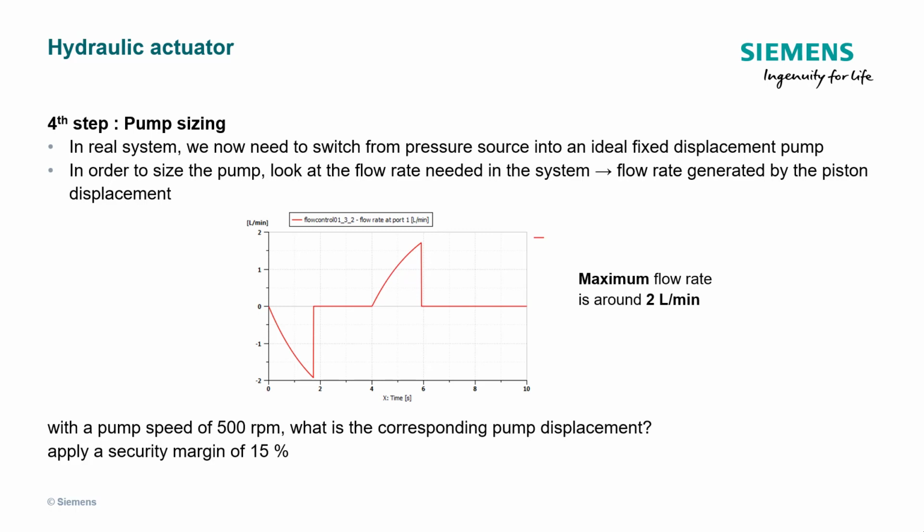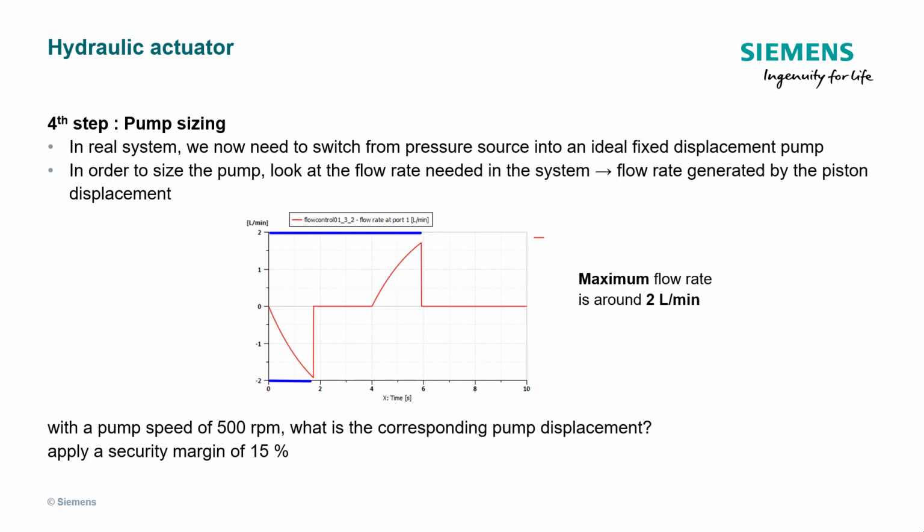During the first step, we need to consider that in a real system there is no ideal pressure source but a pump, so we will use an ideal fixed displacement pump instead of the pressure source. To size the pump, the system flow rate is to be considered. As we know, the flow rate equals the pump speed multiplied by the pump displacement.